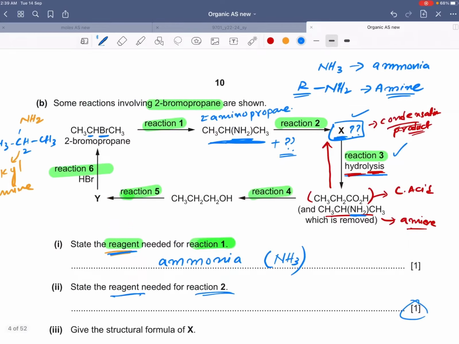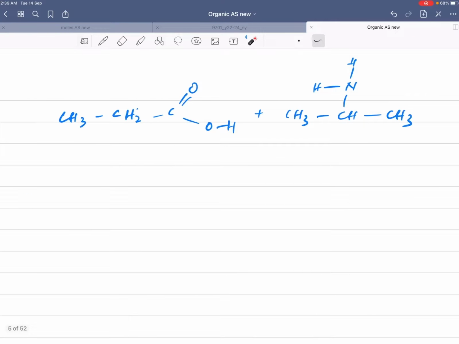This is the product of hydrolysis of X. X was hydrolyzed, and we get these two structures, acid and amine. So if we do the reaction in reverse, we can again get X. In hydrolysis, we return hydrogen and OH to the reactant. So if I do this in reverse, I have to remove OH from the carboxylic acid and H from the amine.